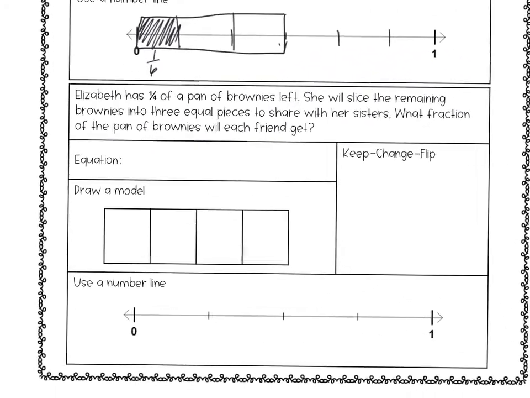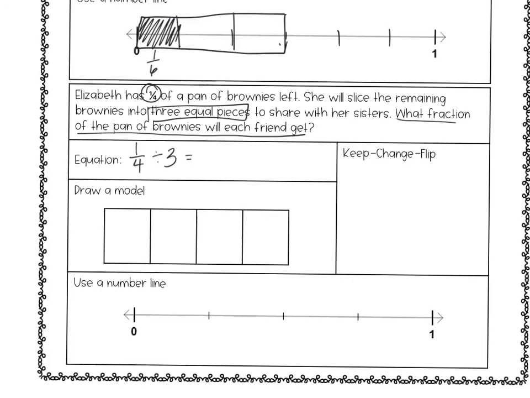All right, boys and girls, let's do this last problem together. So it says Elizabeth has 1/4 of a pan of brownies left. She will slice the remaining brownies into 3 equal pieces to share with her sisters. What fraction of the pan of brownies will each friend get? So we have 1/4 divided by 3. So we have a model to show this, and it's already cut into fourths, but we want to split it amongst 3 people equally. So I'm going to take it, cut into 3 pieces, make sure each friend gets the same amount.